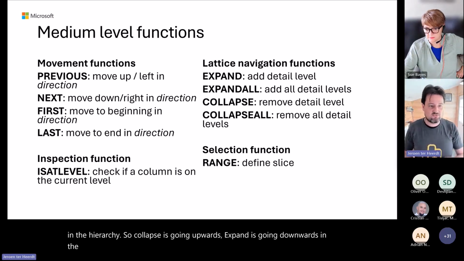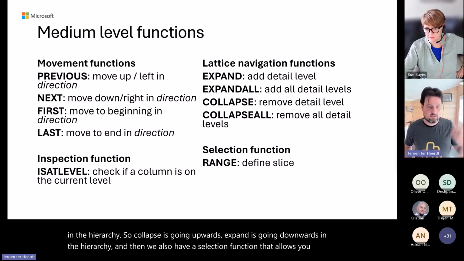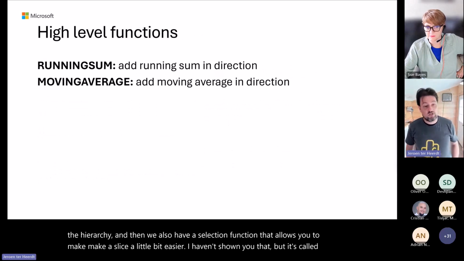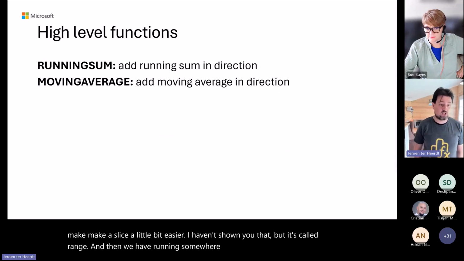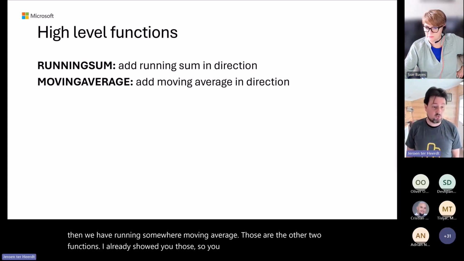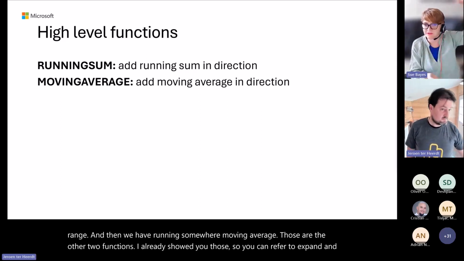And then we also have a selection function that allows you to make a slice a little bit easier. I haven't shown you that, but it's called range. And then we have running sum and moving average. Those are the other two functions. I already showed you those. Yeah, so you can, brilliant, refer to expand and collapse. And in fact, it's the same as pivot tables, isn't it?